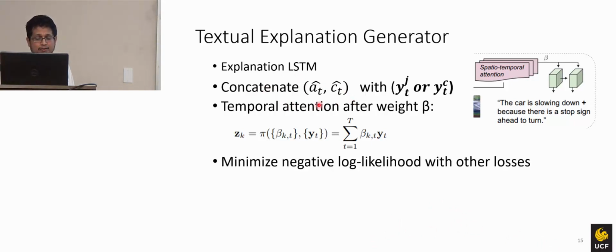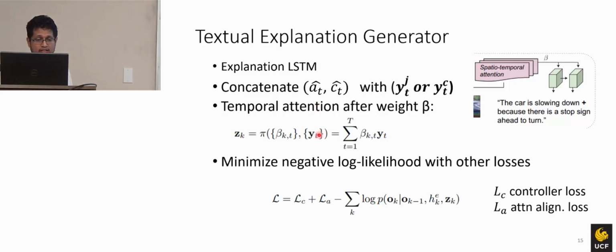And then a minimization of negative log likelihood is done along with the attention loss and controller loss. After this minimization, the training part is over, and the network model outputs this type of textual natural language descriptions. So this is one part of the paper.